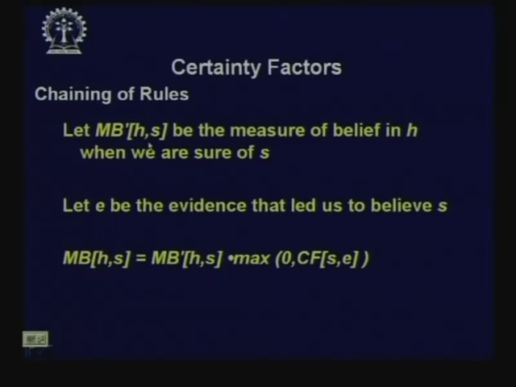MB prime is the measure, the belief in H if S is known for sure, but S is not known for sure. Therefore, given the uncertainty in S, we will have to modify the MB prime by multiplying it with the max of 0 and the certainty factor of S given E. If this is 0, then this entire thing will be 0. If S is known to be false for sure, then this will be 0. Otherwise, whatever is the certainty factor here, that factor will multiply MB prime to give me the measure of belief in H. So, we stop at this point today, and in the next lecture, we will take it up from here and we will further take some examples of certainty factor, and then we will move to probability.